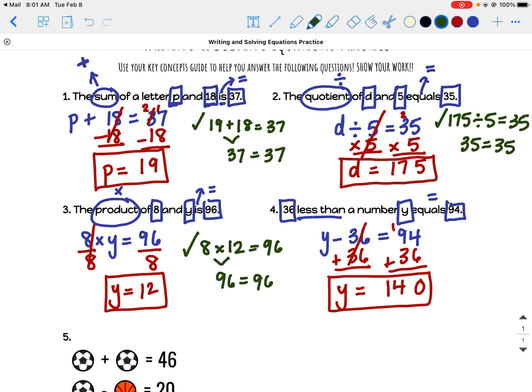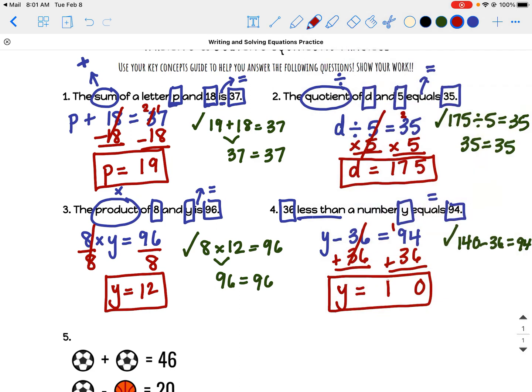Now don't be confident just yet. Plug it in to make sure. 140 minus 36 equals 94. And oops, I think I made a silly math mistake because that would have been more than that. Oops, it should have been 130. This is why we check our work. Silly math mistake. 100 plus 30 is 130. It should have been 130 instead.